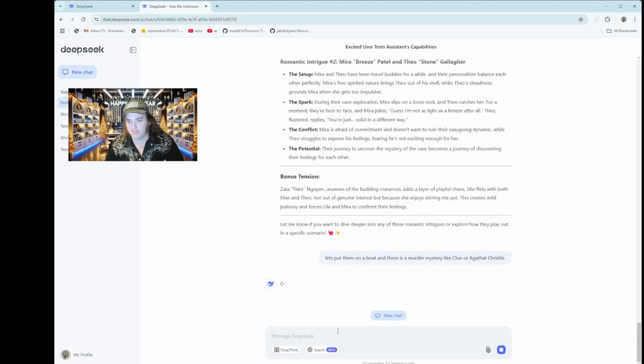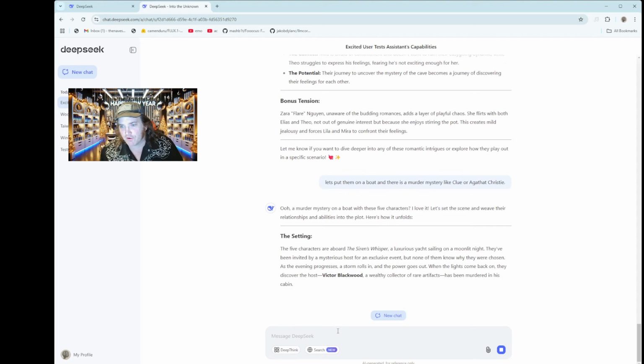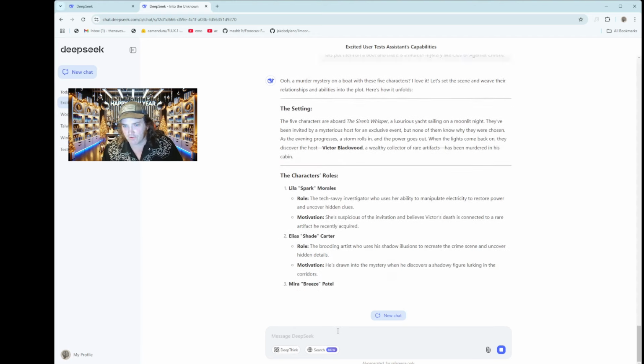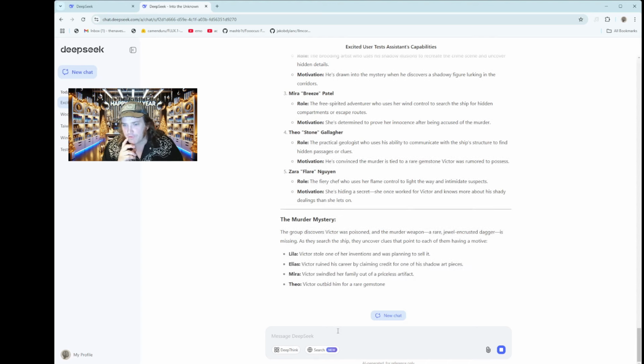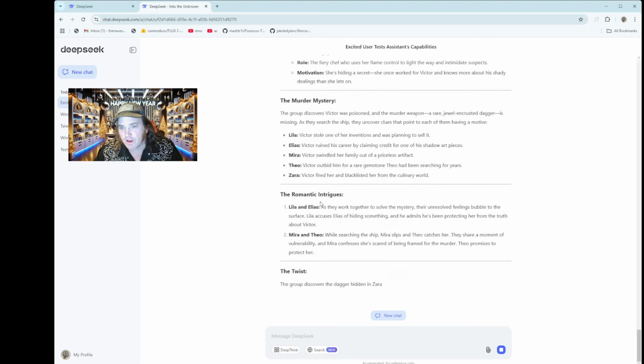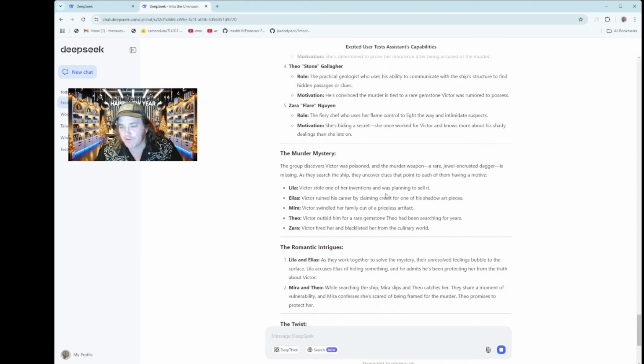Okay, so let's see what it does here. Ooh, a murder mystery in a boat. Okay, so it goes here. The character rolls. Okay, so I'm not going to worry too much about this. Wait, here we go. Elias Victor stole one of the inventions, was planning to sell it. Ruined his career by claiming credit for one of his shadow art pieces. So it's remembering the aspects. Mira, Victor swindled her family out of a priceless artifact.